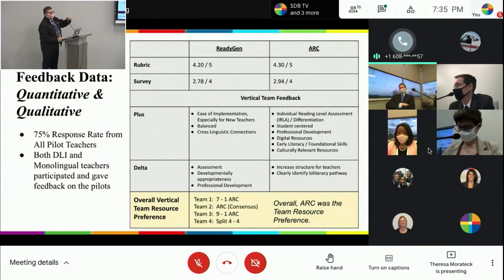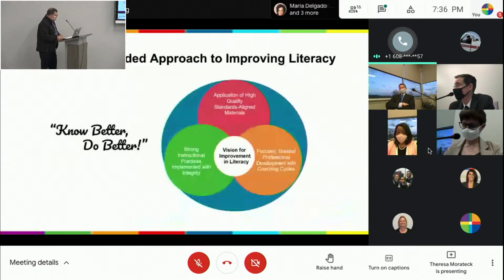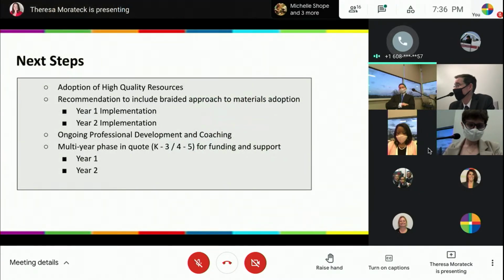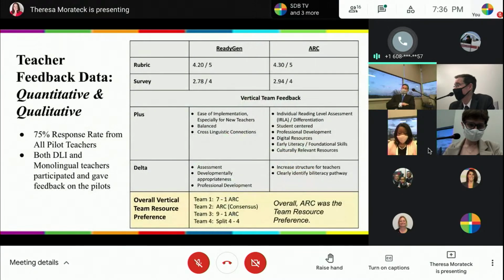The previous pilot had a different resource that wasn't reviewed at all by EdReports, and so they weren't included in the second round. As we went through the process, we wanted to make sure that we had lots and lots of teacher input. So we did a 10 or 11-week pilot with the first resource, ReadyGen. We did another 10-week, 11-week pilot with the second resource, ARC, American Reading Company.